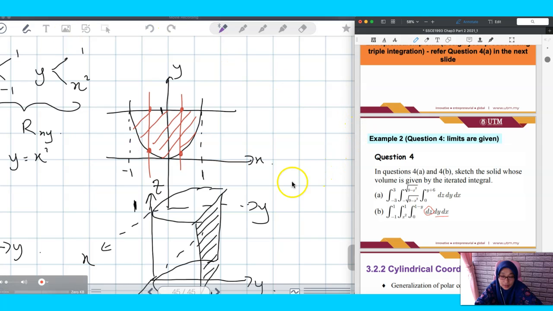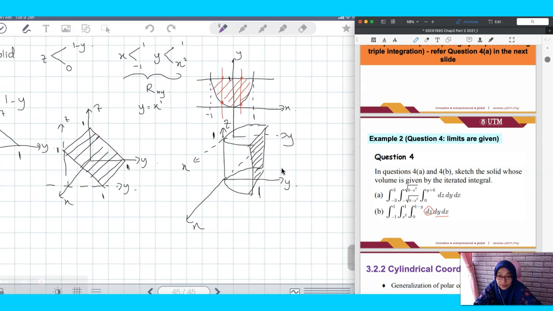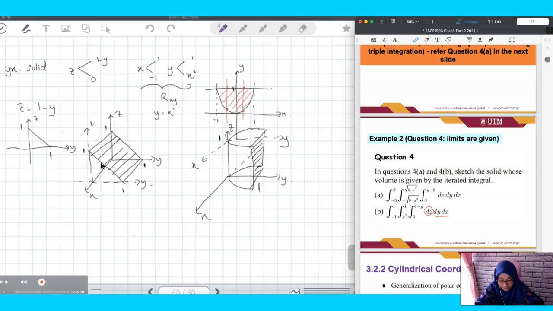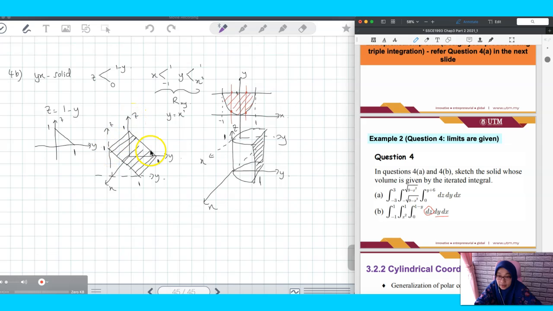Okay, so now we have to combine all the information that we obtained from the 2D region and also the surface that we have. Okay, so it looks like when you sketch the region here, you have this one. This becomes your region. Okay, because what is the region?